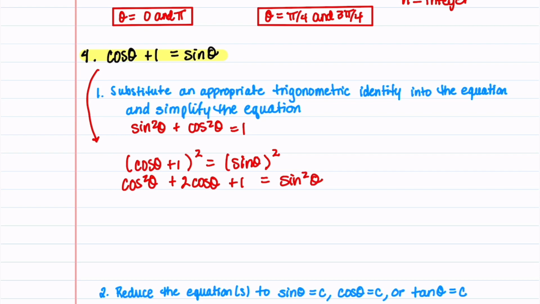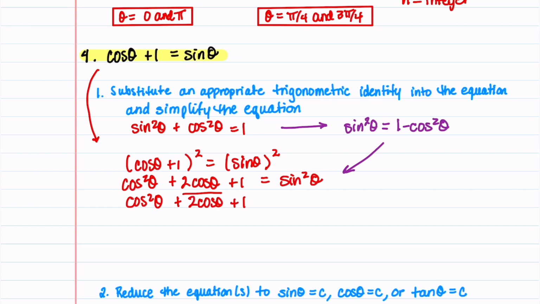We can plug in for cosine squared or sine squared, but notice that we have a cosine term. So we want to switch the sine squared to cosine squared. Let's do that up here. We know that sine squared theta is going to be 1 minus cosine squared theta. And we can plug that into our right-hand side. Our left-hand side is going to stay the same. And then on our right-hand side, we're going to get 1 minus cosine squared theta.